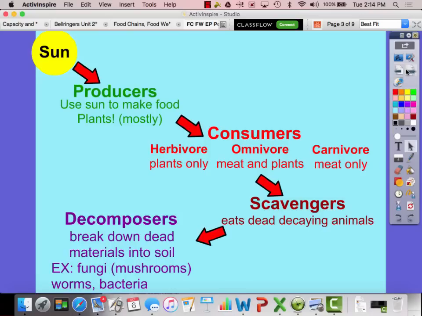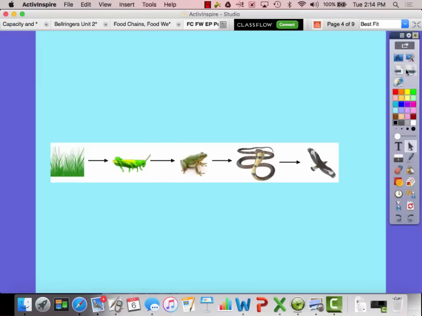So to give you a visual example here, we've got a food chain. Starts off with the sun. Remember, the sun gives its energy to the grass. Grass, they're producers. They're taking the sunlight and turning it into their own food. We've got our first consumer here. We've got an herbivore, grasshoppers eating the plants.